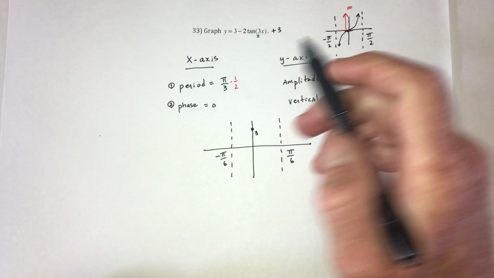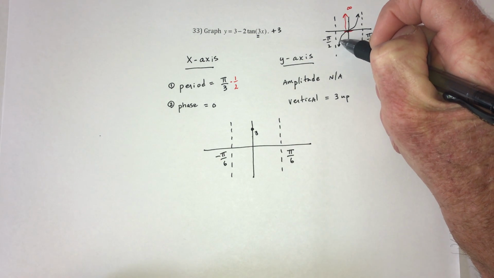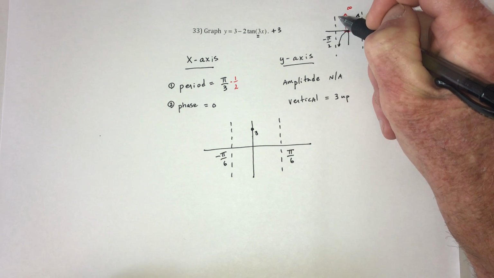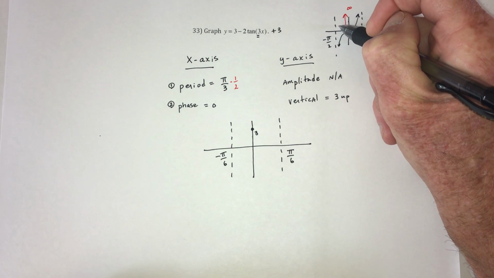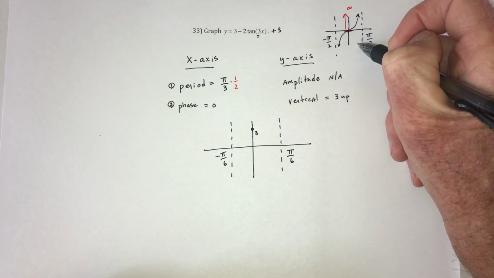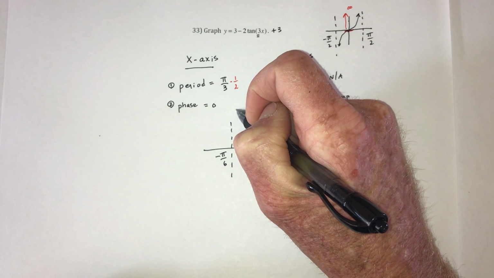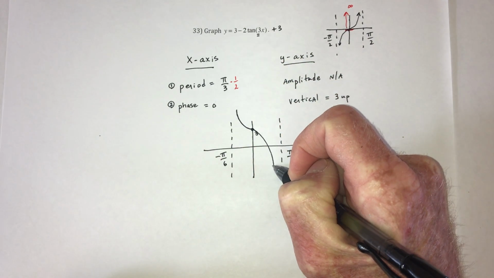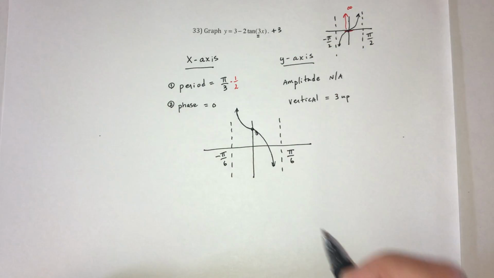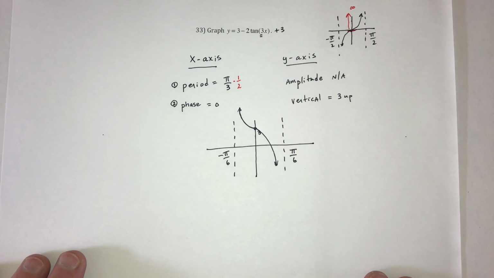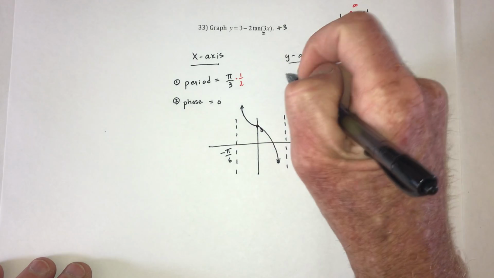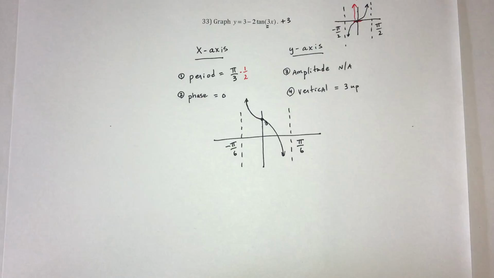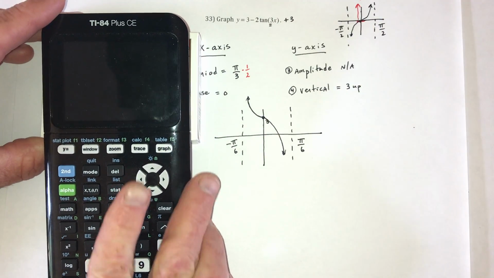Now, the negative. So instead of it going like this, it's going to do the opposite. So this side will get flipped up here, and then it'll go down like this, and this side will get shifted down here. So it'll look like this. And that's the graph. But of course, I want to check it. I forgot to write, this would be 3rd step, this would be 4th step. But of course, I want to check it with the graphing calculator.